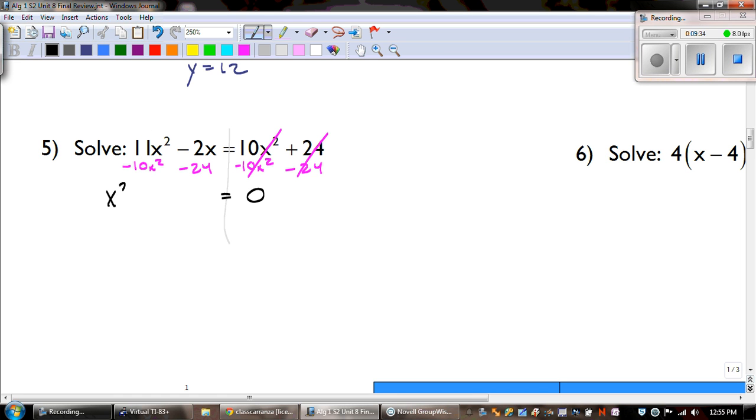11 minus 10 is 1, so we have 1x squared minus 2x minus 24. And now we need to solve this. So when we're solving, I want numbers that multiply to get to -24 and add to get to -2. If you need to start writing down all of the factors, go ahead and do it.